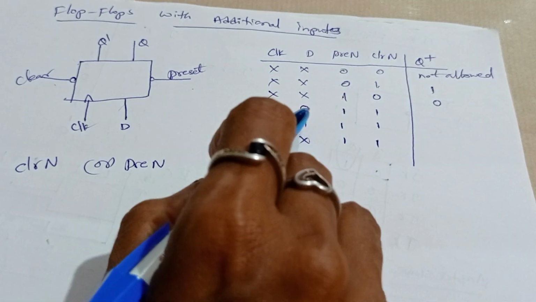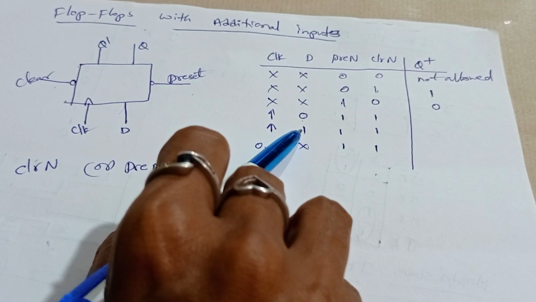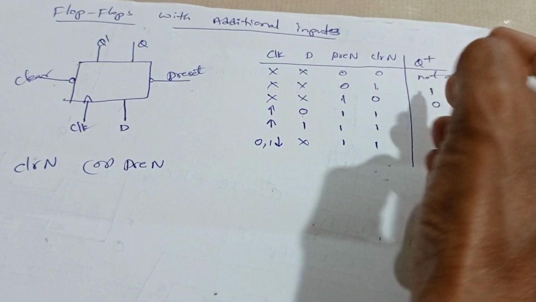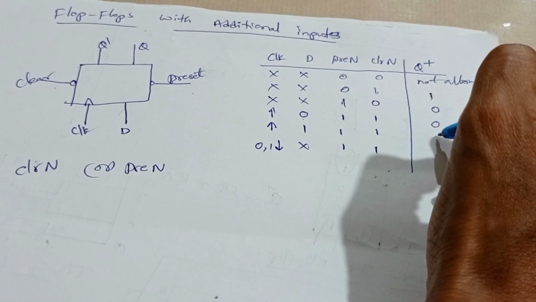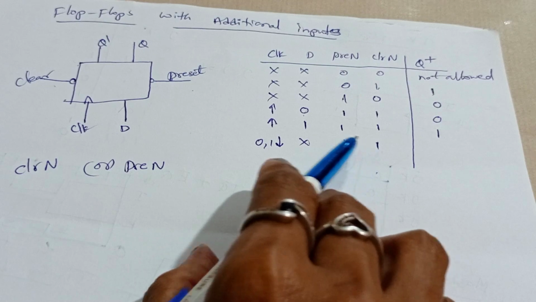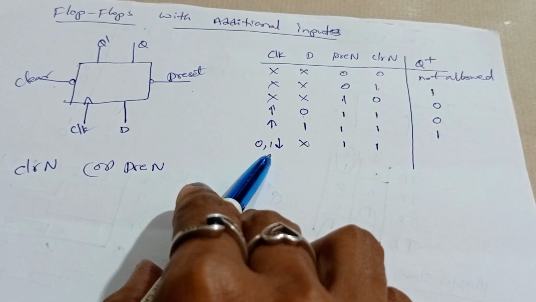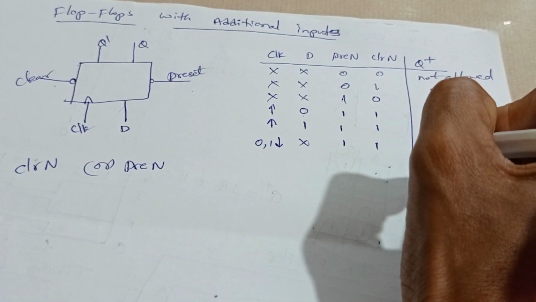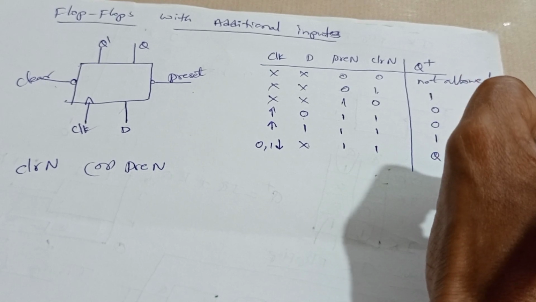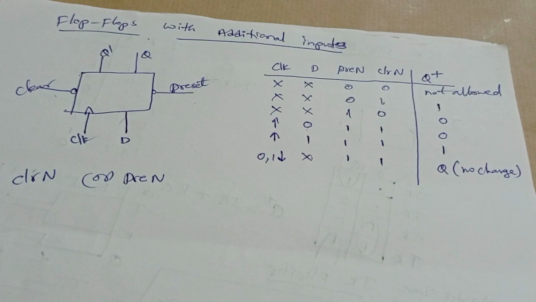Now consider that D is equal to 0, 1. Okay. Preset and clear both are 1. Now the same as D, 0, 1. Coming to the last condition, preset and clear 1, 1. D is don't care and this is the falling edge. So this is Q, no change. This is about additional inputs, preset and clear.